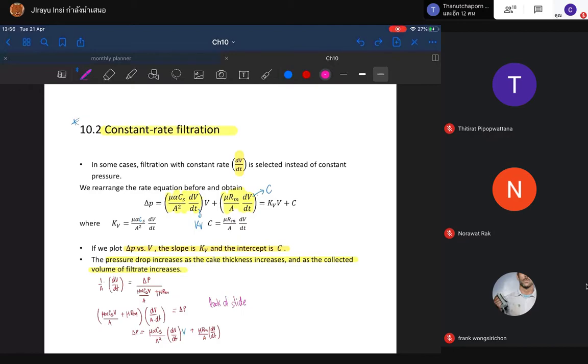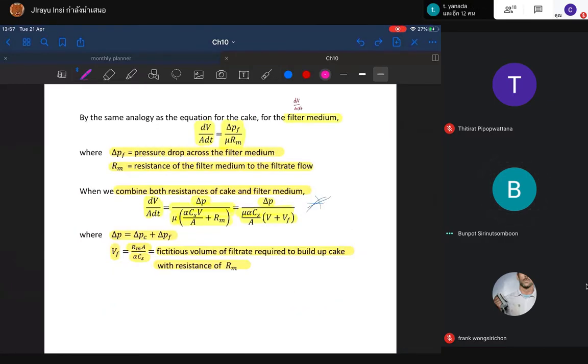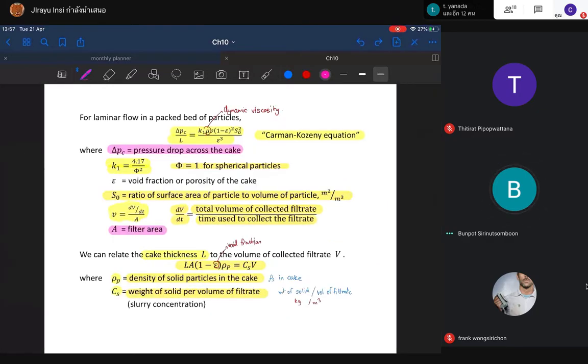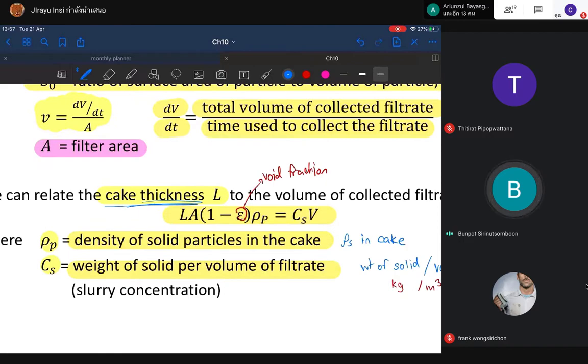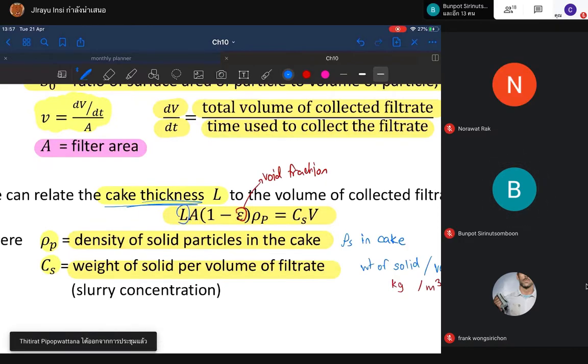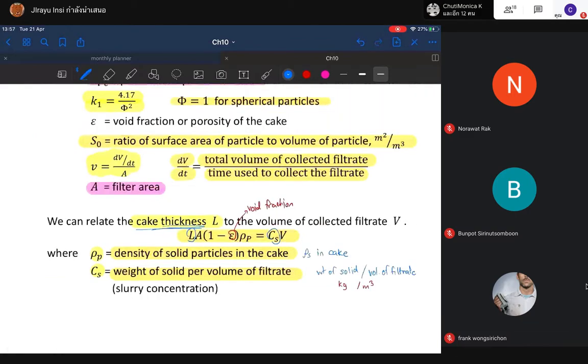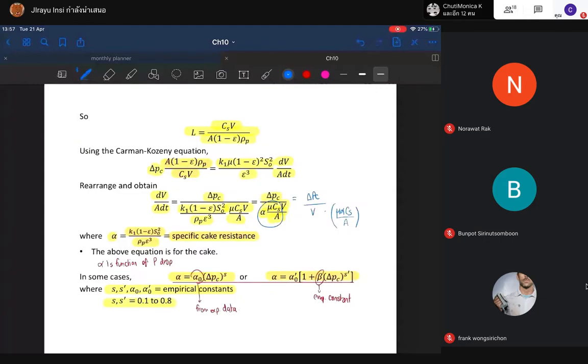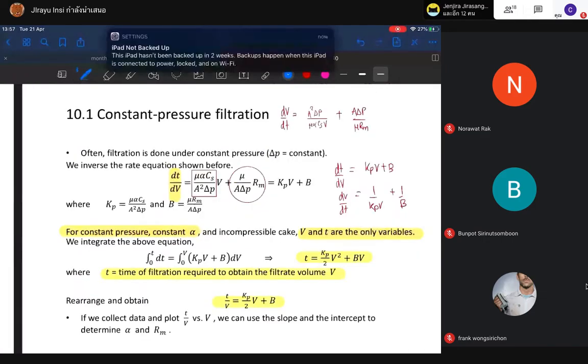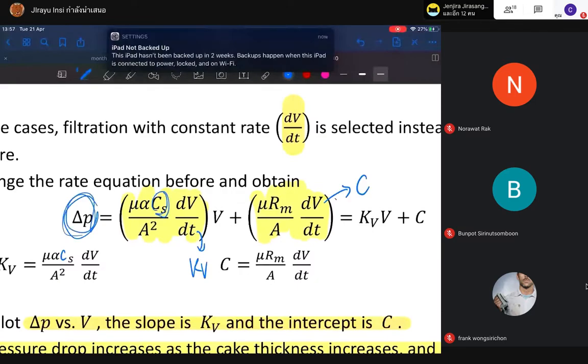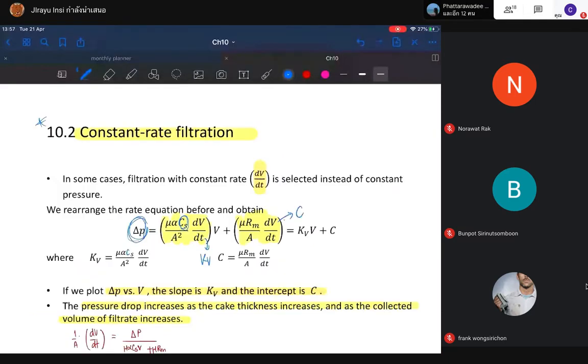So let me recap a bit from what Mr. Tirat said. For constant rate filtration, the pressure drop increases as the cake thickness increases and as the collected volume of filtrate increases. How does this actually happen? If you go back to the slide about cake thickness, you can see that the cake thickness is directly proportional to the slurry concentration. Hence, when we look back at the equation, delta P is also directly proportional to the slurry concentration, which explains why pressure drop increases as the cake thickness increases.